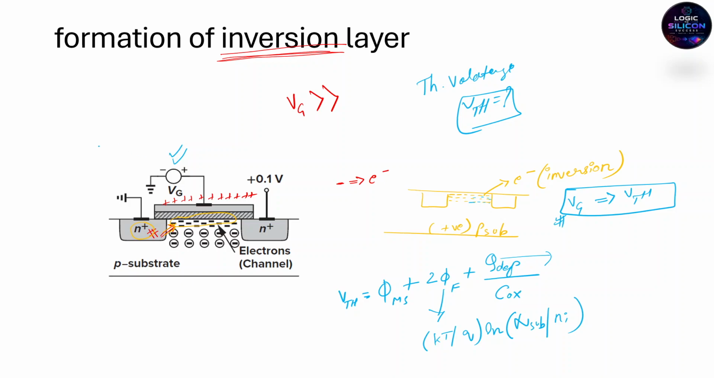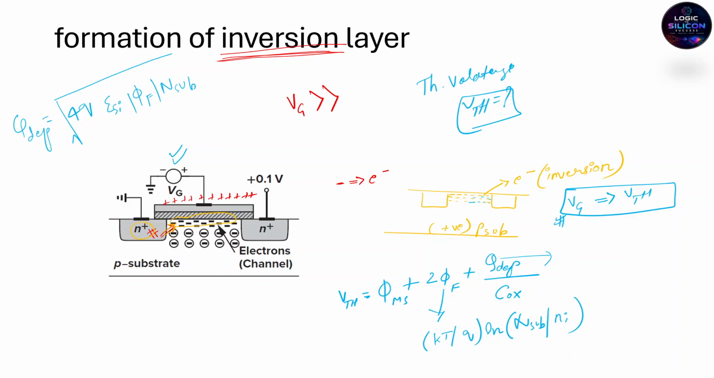Now, there is one more relation for this Q depletion. In the subject of EDC, we must have heard this formula. I'll just write it here: Q depletion is the square root of 4 q epsilon of silicon phi F multiplied by the N substrate concentration.